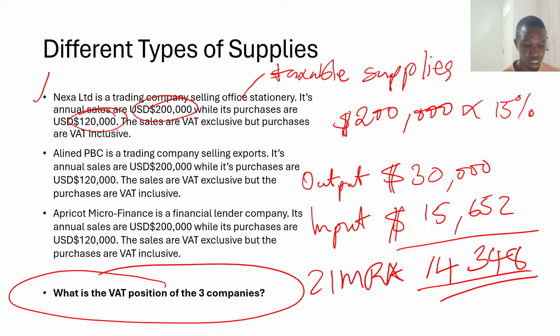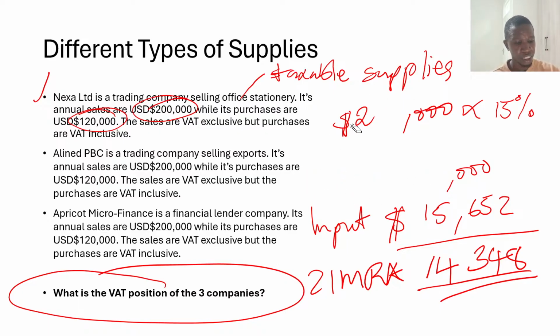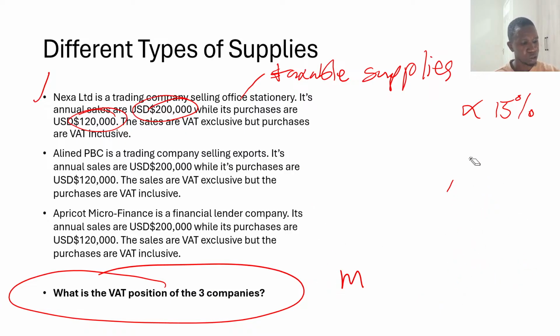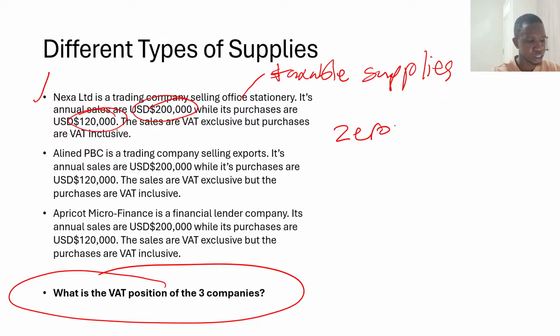Then we have another question, number 2, whereby Aligned PBC is a trading company selling exports. As we said, when you are exporting, you don't charge VAT; your supplies will be zero rated.